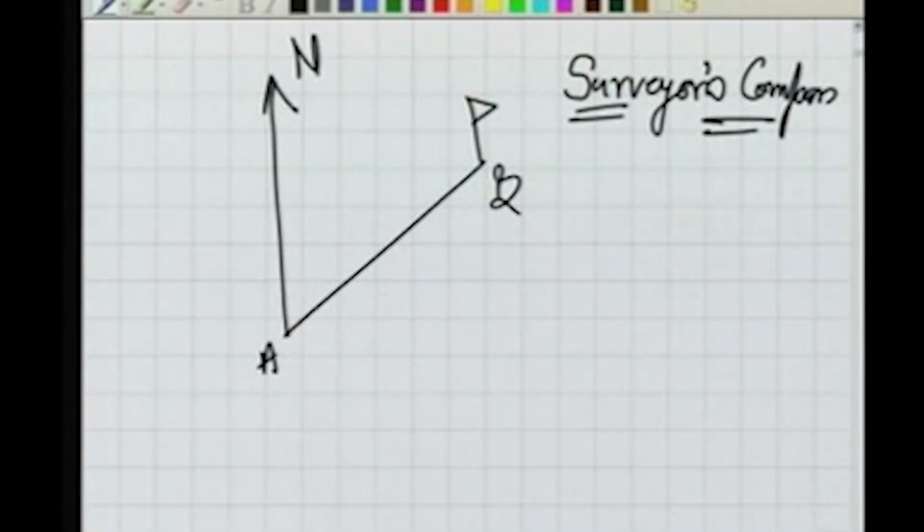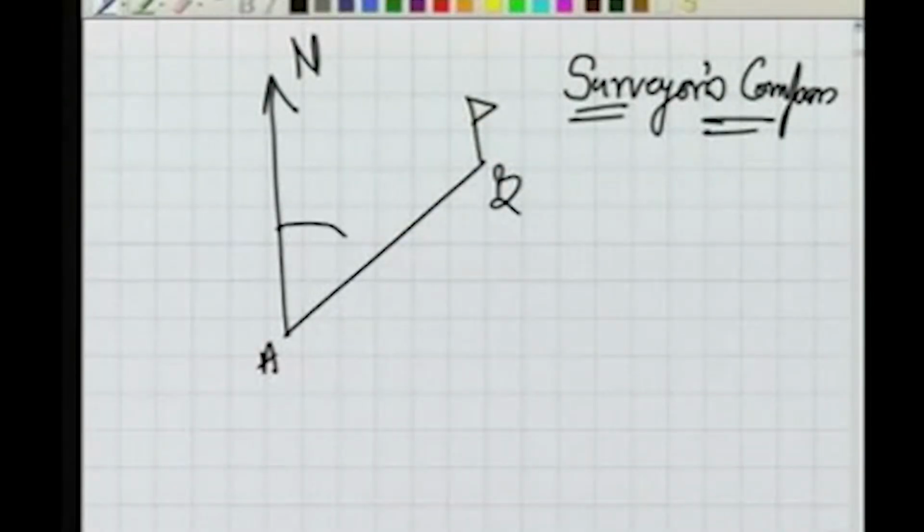Okay, so we will begin with the surveyor's compass. We look into some important things of the surveyor's compass. We are not looking at the instrument directly, because the prismatic compass is the one which is mostly used in the field operations. But still we should know about the surveyor's compass.